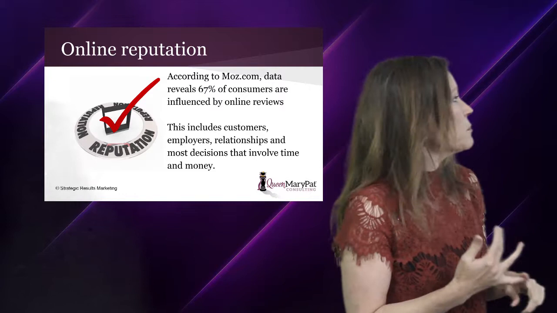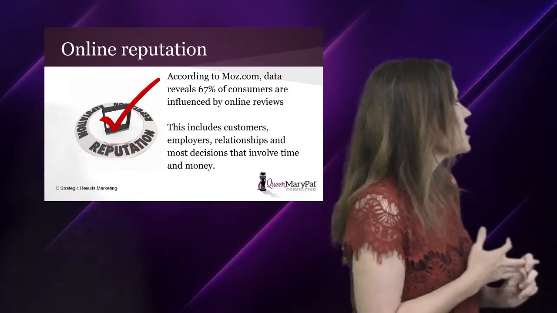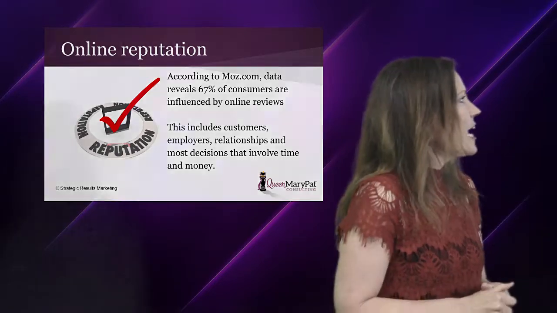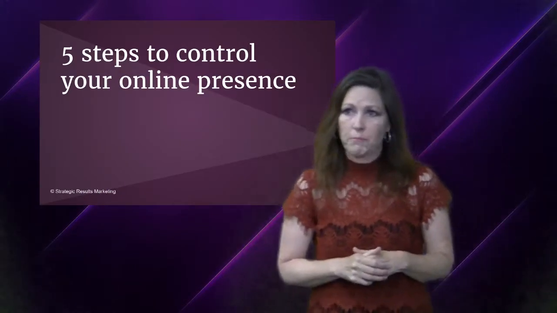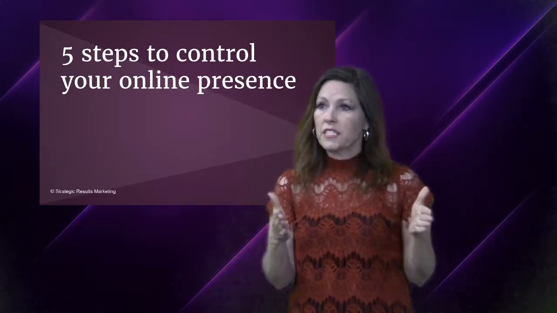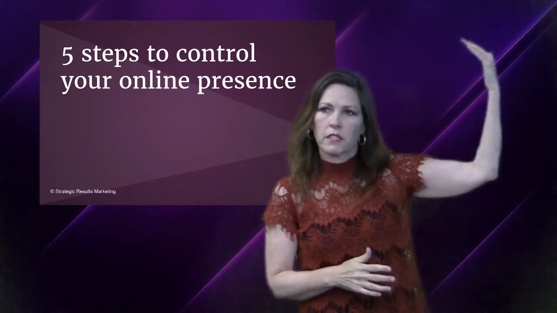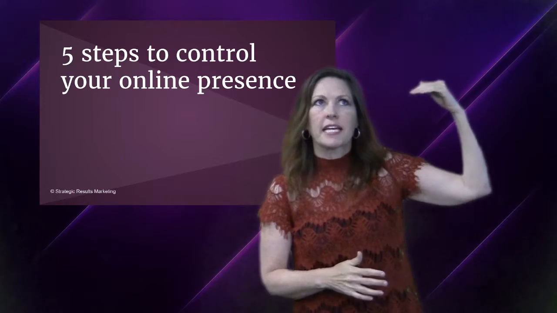This includes customers, employers, relationships. Think job seekers, think online dating, think any relationship that involves any kind of time or money. So not just consumer purchasing, not just eating out. This is almost every aspect of your life can be incorporated into online. So now we're going to talk about 5 steps. This is what you need to do in order to control all this information. Would you like, actually, I'm going to take a step back.